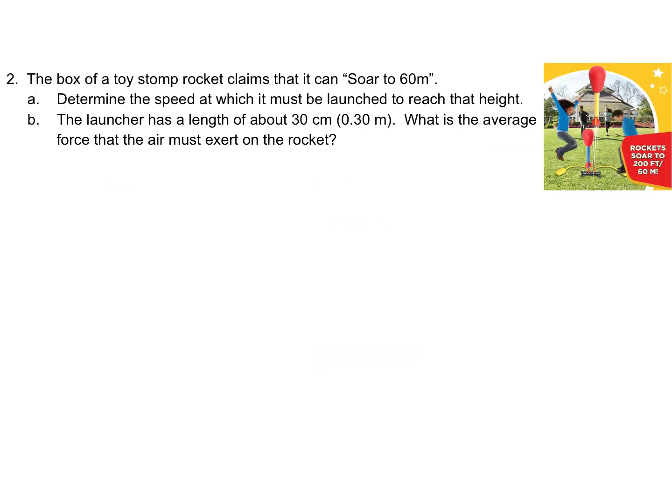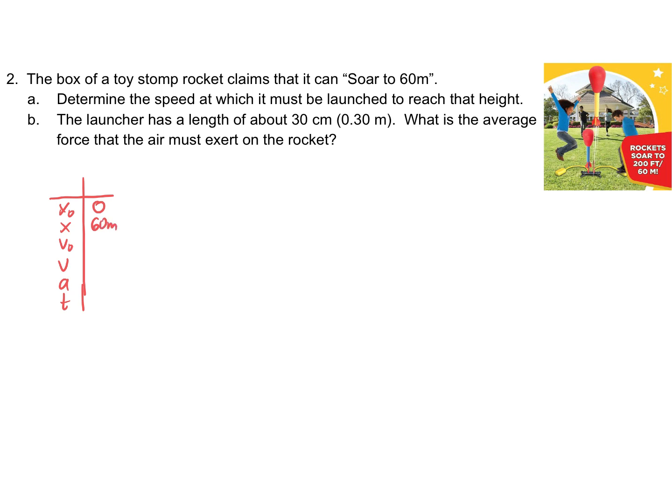Let's see what's next. Again, you can go ahead and read the question. I'm not going to read it out for you, but we are trying to determine the speed at which the rocket must be launched to be able to get up to that 60 meters. All right, again, we're going to go ahead and use kinematics first. So we're going to go x naught, x, v naught, v, a, and t. We're going to start at the ground, and it's going to go up to 60 meters.